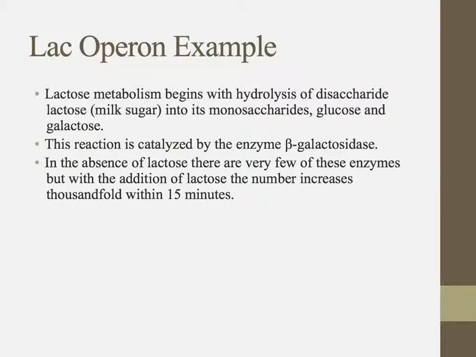example. So lactose metabolism begins with hydrolysis of the disaccharide lactose, milk sugar, into its monosaccharides, glucose and galactose. This reaction is catalyzed by the enzyme beta-galactosidase. In the absence of lactose, there are very few of these enzymes, but with the addition of lactose, the number increases thousandfold within 15 minutes.